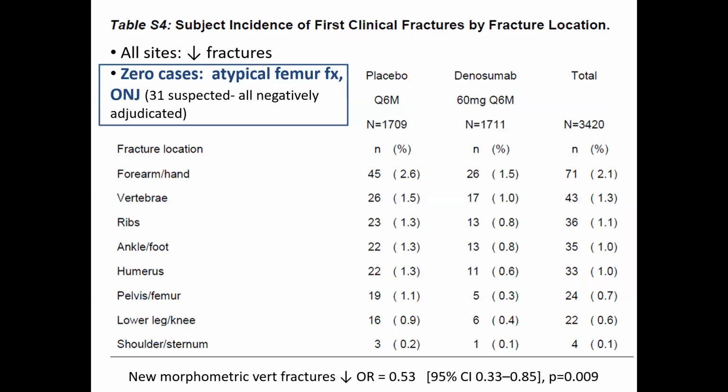Okay. Go to the next one, yeah. And the distribution of fractures, these are all sort of typical osteoporotic fractures for the most part. But importantly, regarding adverse events in this study, there were no cases of atypical femur fracture and no ONJ. So that was definitely reassuring.